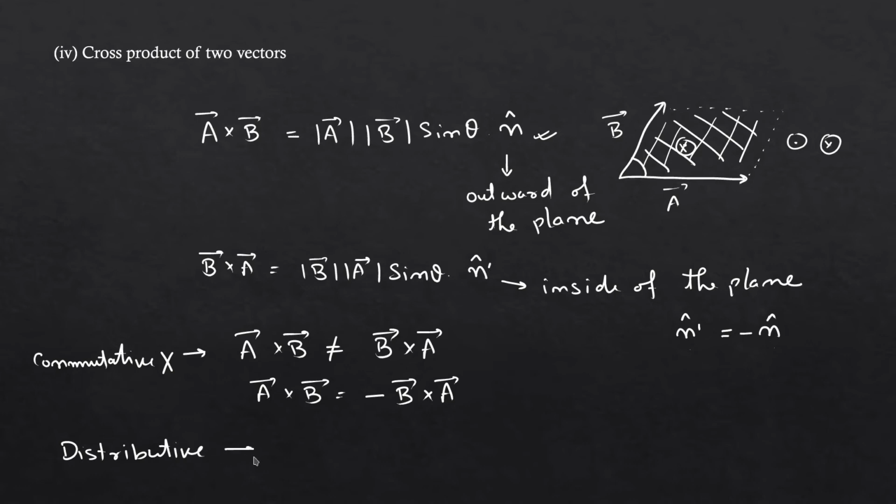What that means is that if you take a cross product of A with B plus C, you will get A cross B plus A cross C. Okay, so the cross product is distributive in nature but not commutative.